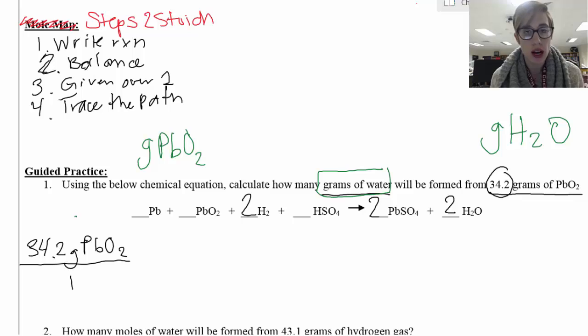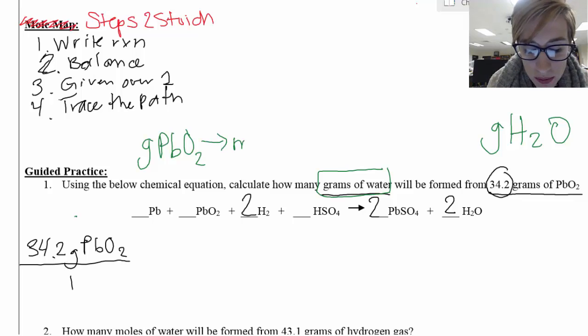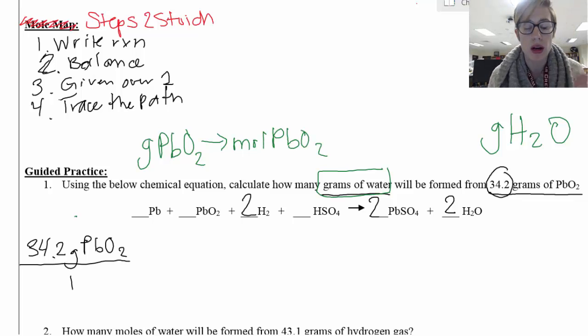So if I'm in grams of PbO2, I have to go to moles of PbO2. That's always my first step, grams to moles, if you're given grams. If you're given moles, then you wouldn't necessarily have to go to moles because you're already in it, right? But in this one, I'm given grams, so I need to convert to moles. Now, once I'm in moles of something, how do I get to moles of something else? I want to get from moles of PbO2, and I eventually want to get to grams of H2O.